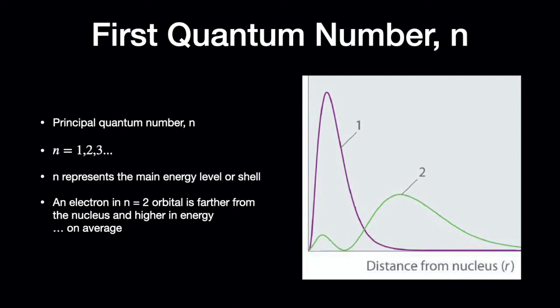And one way to think about this is that, for example, here on the graph, we see that an electron in the n equals 2 orbital is further from the nucleus on average, and therefore higher in energy than an electron in an n equals 1 orbital. And these orbitals, as we'll see, are just electron clouds. But this is a cross-section showing the statistical nature of the distribution of where you might be able to find the electron.